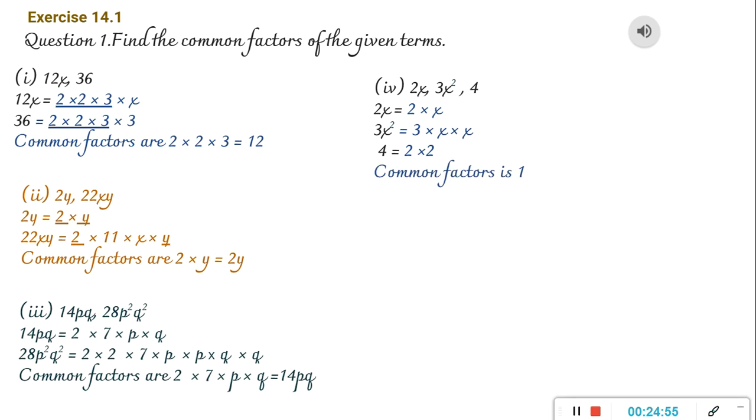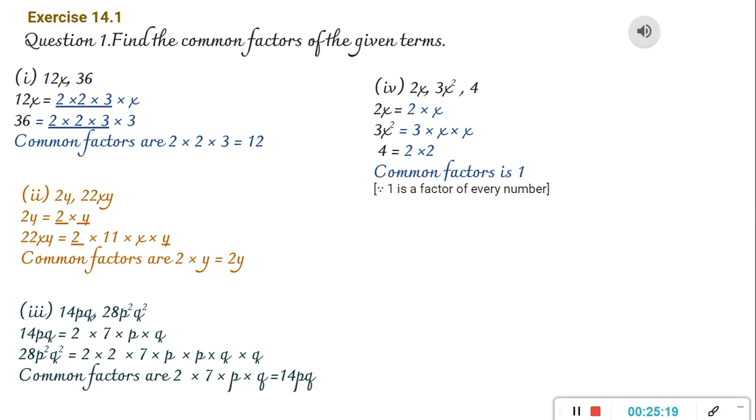Why is 1 common? 1 is a factor of every number, isn't it? So here the common factor is 1. If 1 is multiplied with any number, we will get the same number. So that is why 1 is the common factor of every number. Yeah, 1 is the factor of every number. So what is the answer? The common factor of 2x, 3x square and 4 is 1.